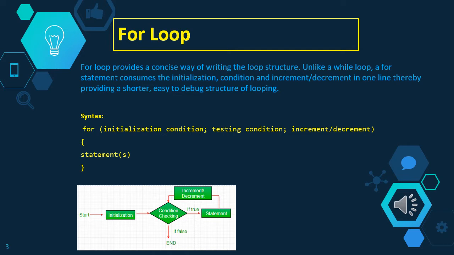So the syntax is for, initialize, where you can initialize the variable. The second will be testing the condition, and then the third one will be increment or decrement, followed by the statements to be executed. So here is a flowchart of how the for loop is executed. It will start, then initialize, then check a condition, and if the condition is true, it will execute the statement and do the increment or decrement, and if it's false, it will end the for loop structure.